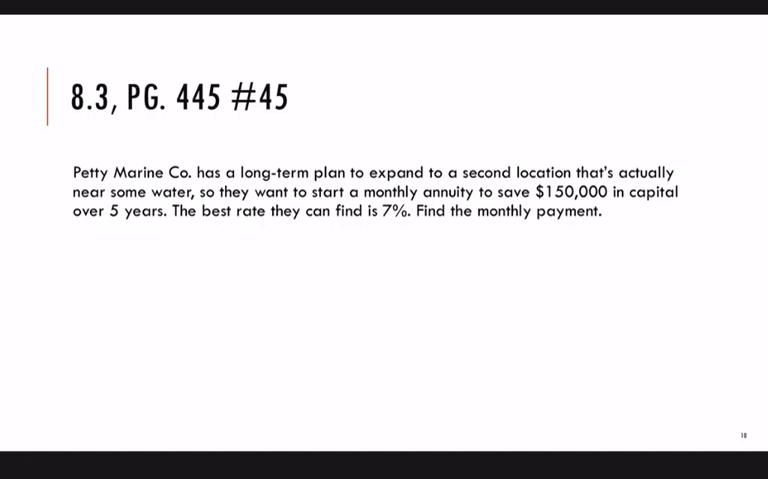Okay, and then a final question from this section. All right, finding a monthly payment, and this is also on an annuity. Petty Marine Company has a long-term plan to expand to a second location that's actually near some water, so they want to start a monthly annuity to save $150,000 in capital over 5 years. The best rate they can find is 7%. Find the monthly payment.